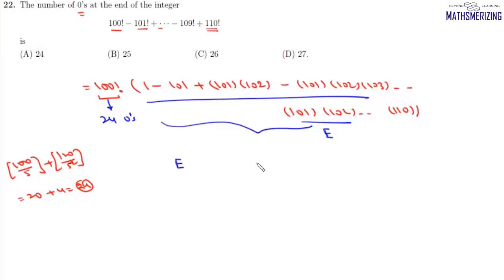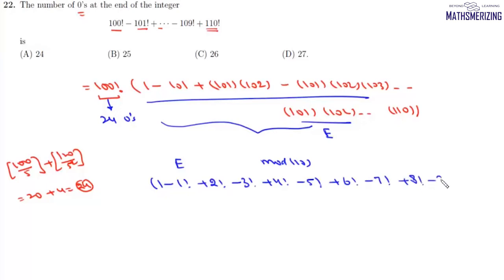this E modulo 10, then it will be equivalent to 1 minus factorial 1 plus factorial 2 minus factorial 3 plus factorial 4 minus factorial 5 plus factorial 6 minus factorial 7 plus factorial 8 minus factorial 9 plus factorial 10. Now all these factorials, they are multiples of 10. They will be divisible by 10.